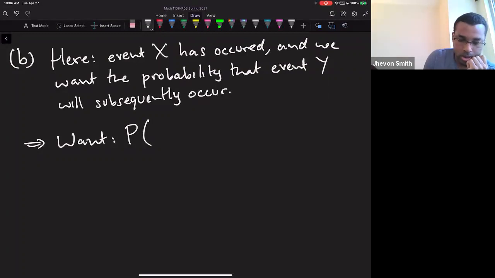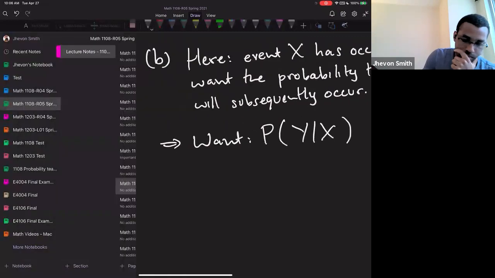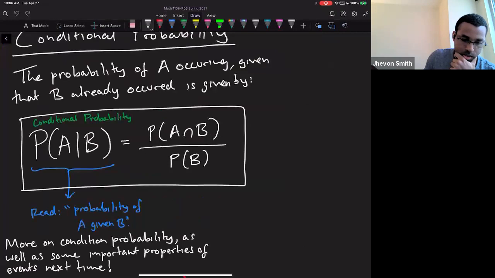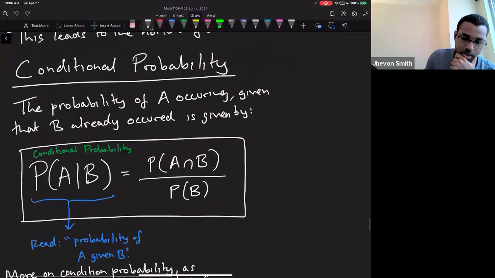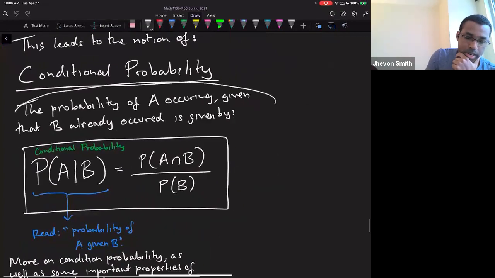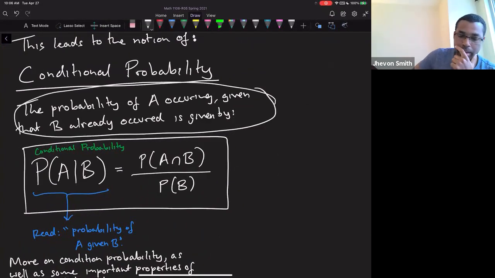So this is a very important kind of probability. It's the conditional probability, something you need to know. So the probability of Y given X is what's being asked for. It's right here: the probability of A occurring given that B has already occurred. This is the probability of A given B.